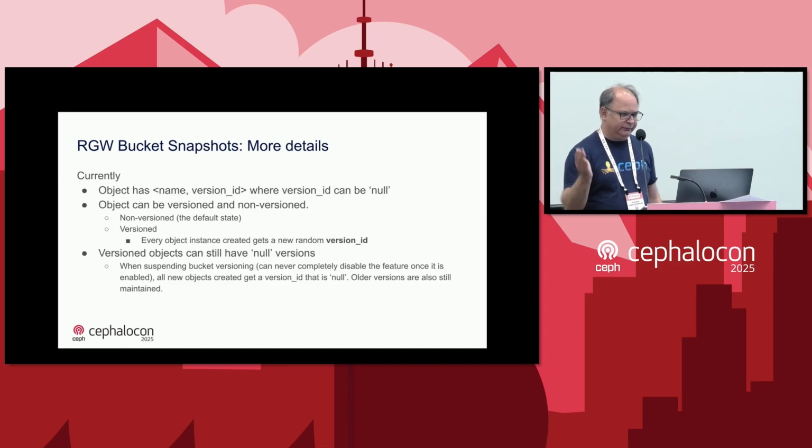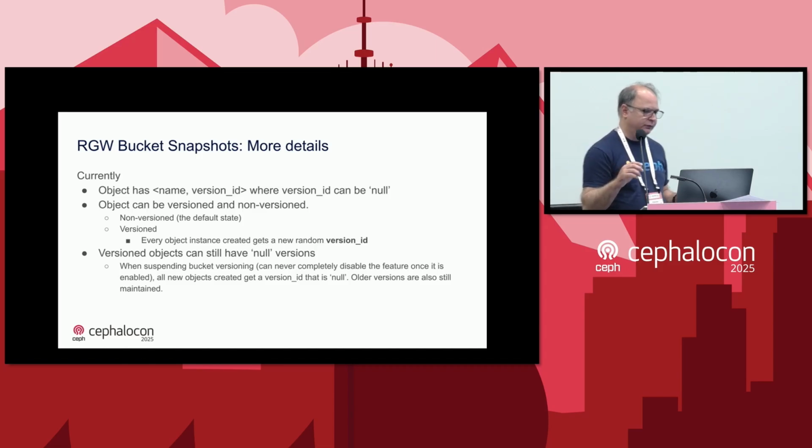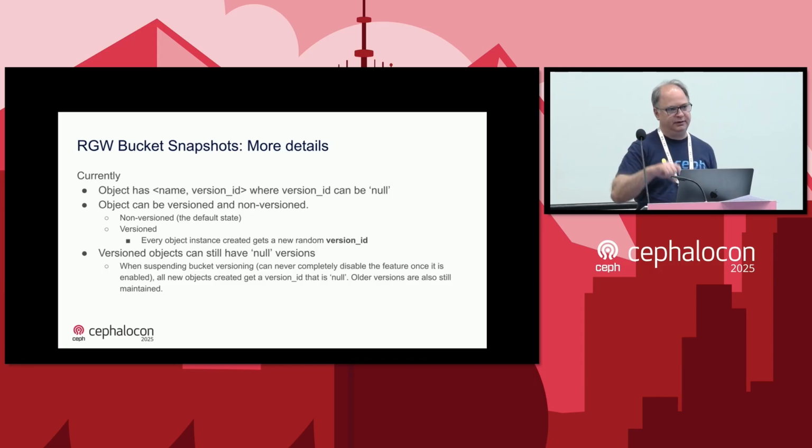As I said, objects can still have null versions, but what happens if you put an object, take a snapshot, and put the same object? Both of those instances have the null version. So basically the same object. So that new dimension that we introduced, the snap ID, makes it so that we store different object instances in the system.